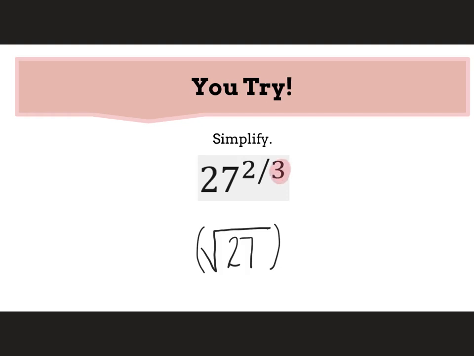The denominator is the index. The numerator is the power. Then you can simplify. The cube root of 27 is 3. 3 squared is 9.